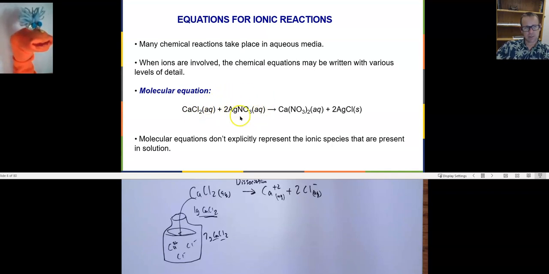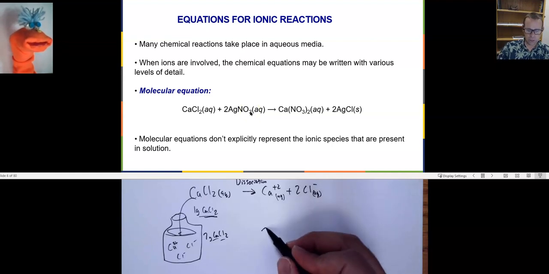Okay, so what's this? That's a solution. Solution of what? Silver ions and nitrate ions. And what's the ratio? What do you mean? Well, there's how many silver ions for every nitrate ion? Well, what's that 2 in front mean?